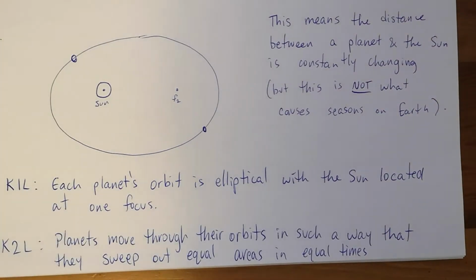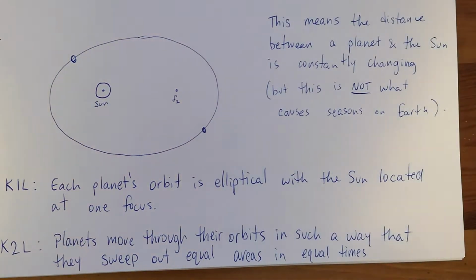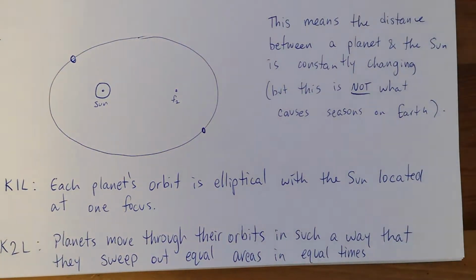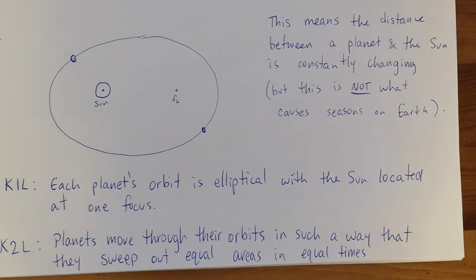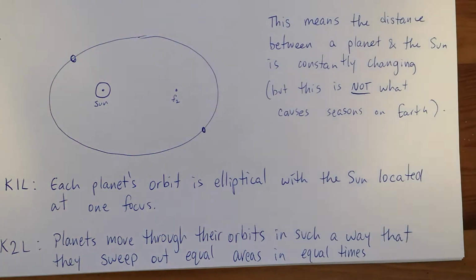Okay, now I want to tell you what the first two of Kepler's three laws are, using the same diagram I've already drawn here. So K1L, that just means Kepler's first law, and we've actually established that each planet's orbit is elliptical, with the sun located at one focus. We can expand that, like the moon's orbit around the Earth is elliptical with the Earth at one focus, same as any satellite orbiting the Earth. Okay, but we'll restrict it to planets for today.